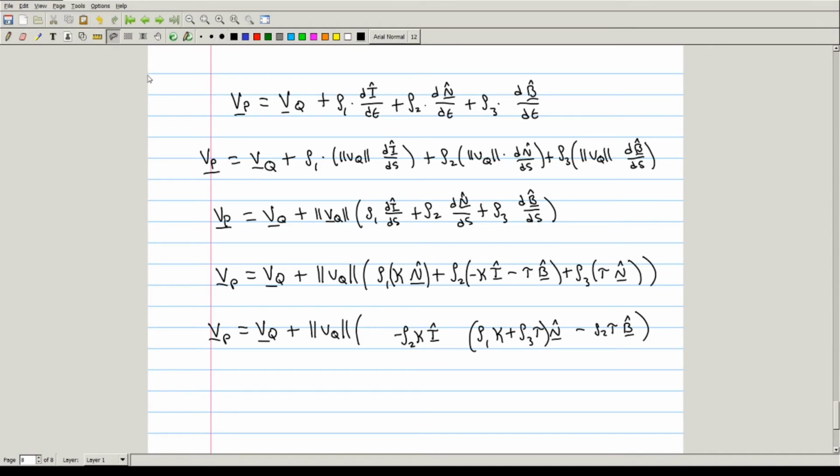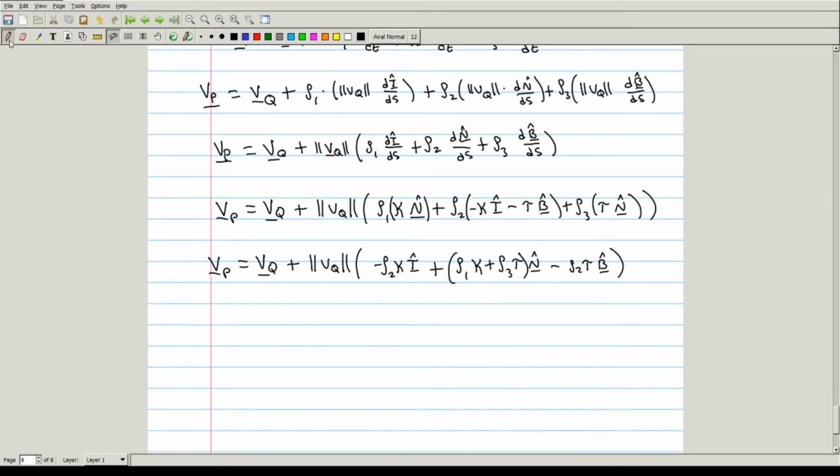So this expression simplifies to negative rho 2 kappa t hat plus rho 1 kappa plus rho 3 tau n hat minus rho 2 tau b hat. And it's a good thing to check this out, take the following expression, and think about what this is actually equal to. And sure enough, after some thinking, you'll end up seeing that this is equal to the following.